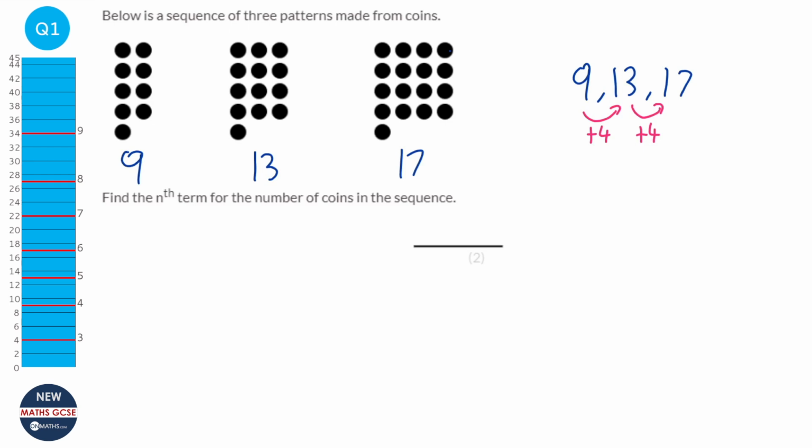And that means our sequence will involve 4n. And then what we do is we go backwards 1 to find the 0th term. So we're going to take away 1. So 9 take away 1 is 5. So the 0th term is 5. And the 0th term just tells us what to add on to the 4n. So 4n plus 5 will be our answer.